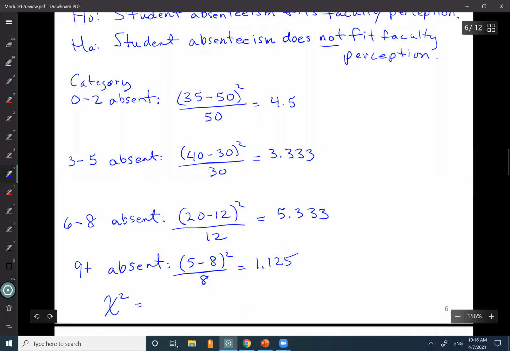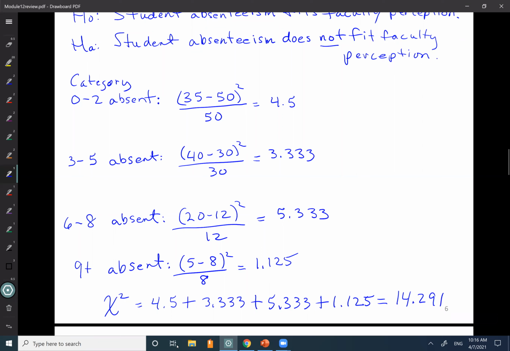All right. So what we do to get the chi-square value is quite simple now. We just add those up. 4.5 plus 3.333 plus 5.333 plus 1.125 and get 14.291. So that's the observed, right? We know that that's the observed chi-square. We know how to do the hypothesis test. You get the observed and you compare it to the critical value from the table.